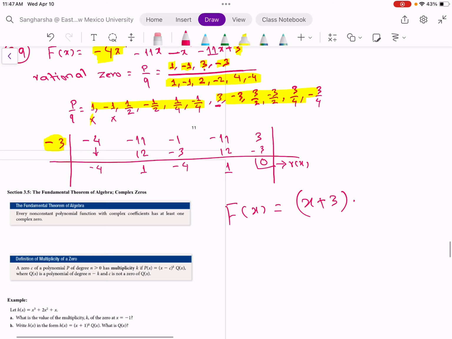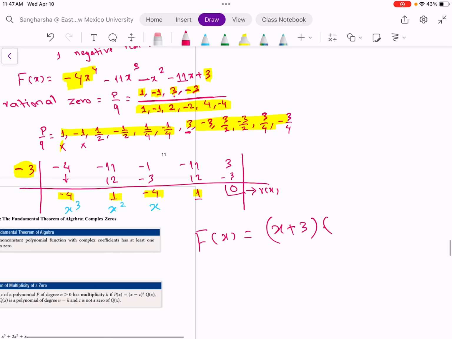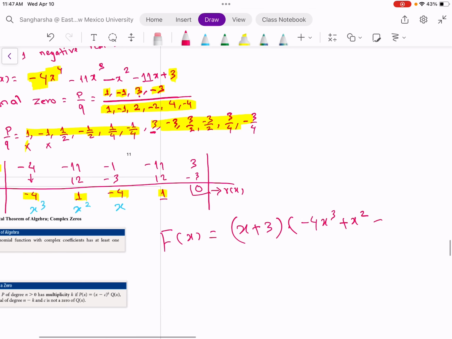So we have this number, the coefficients of the quotient. What is the degree of the quotient? The degree of the function is 4, so the degree of the quotient is 3. So this is the coefficient of the x cube term, this is the coefficient of the x square term, this is the coefficient of the x term, and this is a constant. So our next factor is negative 4x cube plus x square minus 4x plus 1.